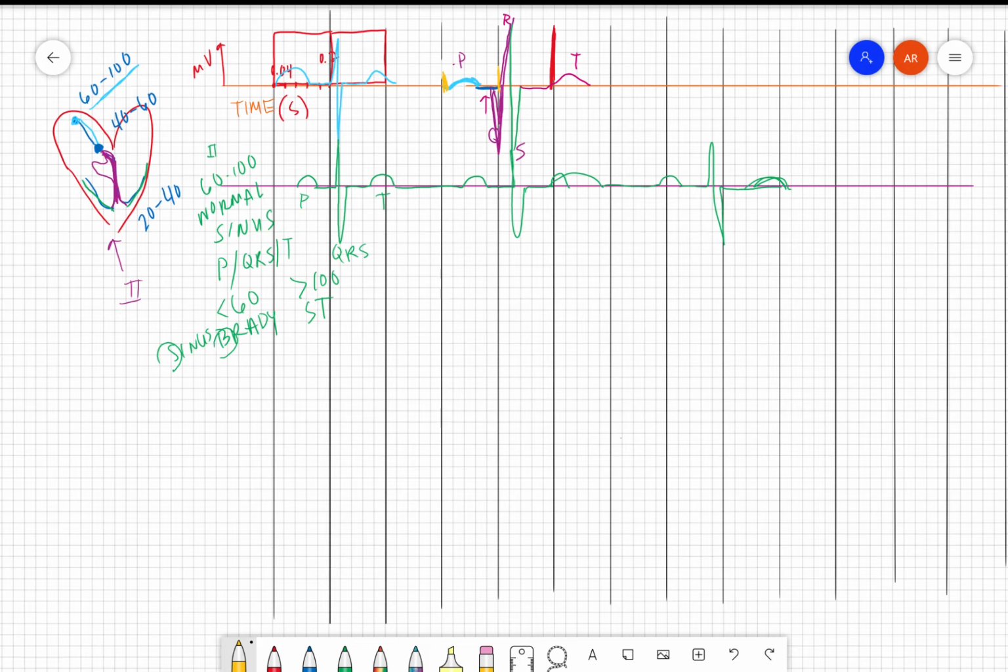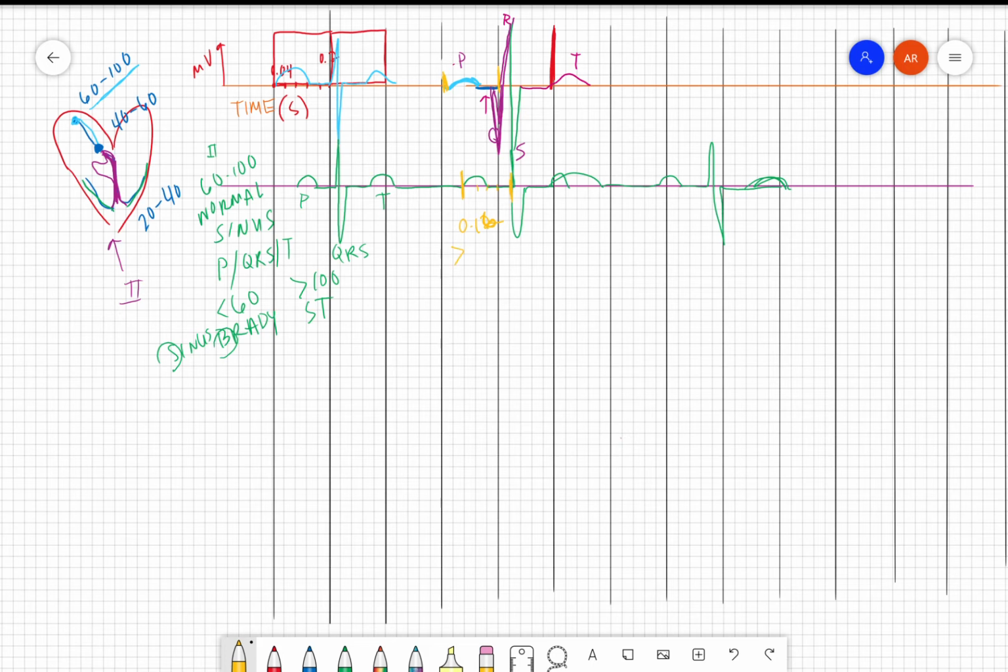So let's go with this one here. We're going to count from here to here, and count how many boxes are between there. So we're going to go 1 box, 2 box, 3 box, 4 box. 4 small boxes is going to be 0.12. I just know that because I've done this so much. Actually, I lied. It's going to be 0.16. So take 0.04 times 4, and that's going to be 0.16. Okay, so 0.16.